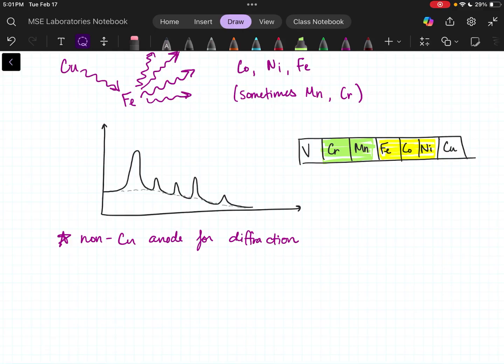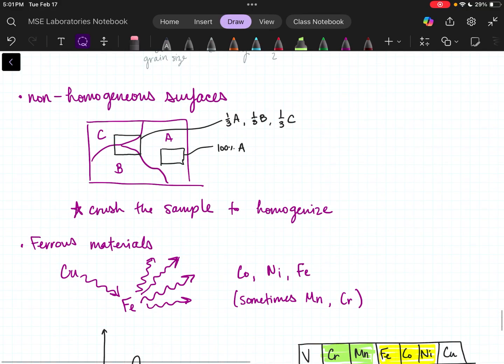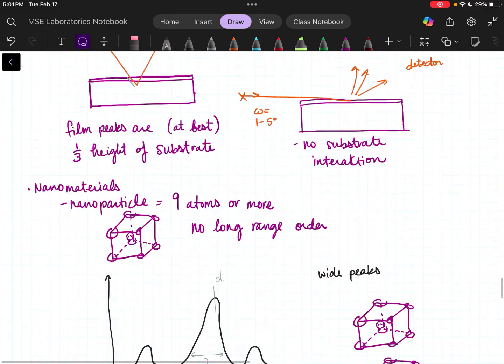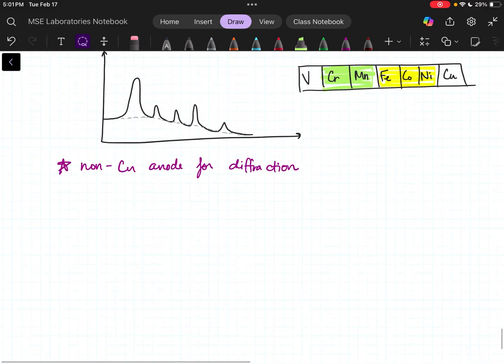But if you're doing a lot of this kind of analysis on iron heavy materials, one of our faculty does, in a lab directly upstairs from ours, and she has a molybdenum source. So a non-copper anode. She uses molybdenum because a lot of her work is very iron heavy and nickel heavy, and she didn't want to deal with this constantly.